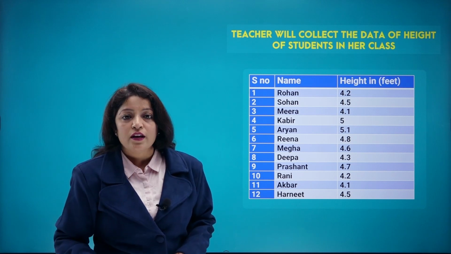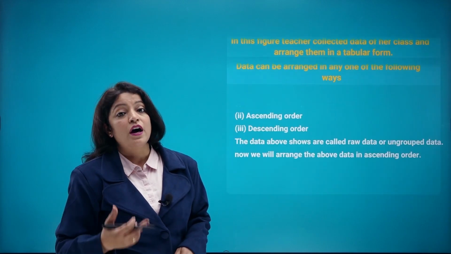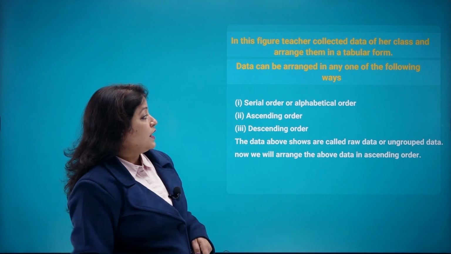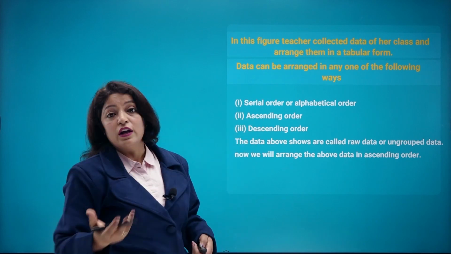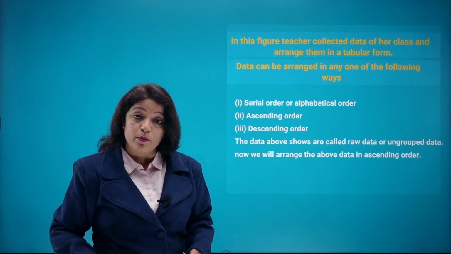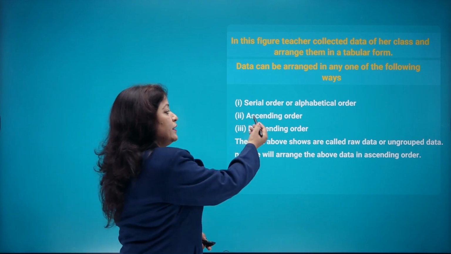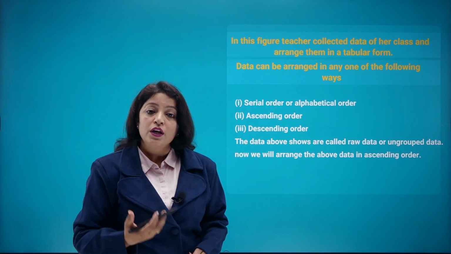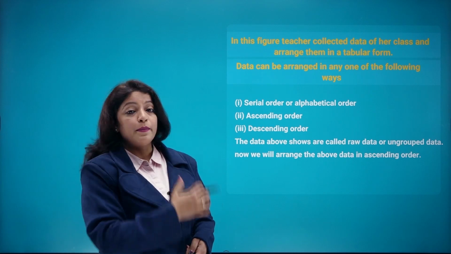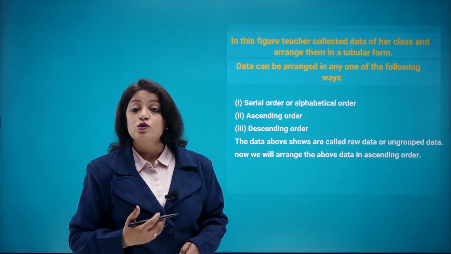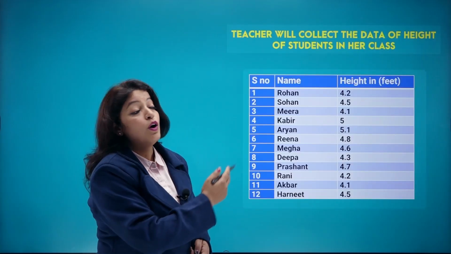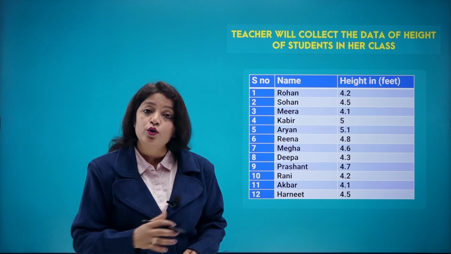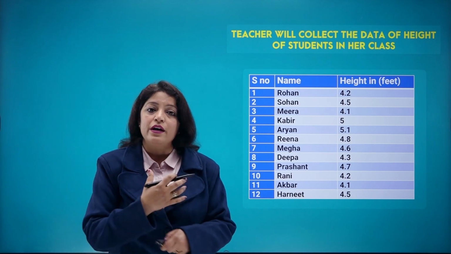So let us see, after organizing, if we arrange it in different ways. She can arrange it in serial order or alphabetical order according to the names of the students, or maybe in ascending or descending order according to the heights. The above data, which was represented previously, is called raw data, or we call it ungrouped data, because there is no grouping done over here.